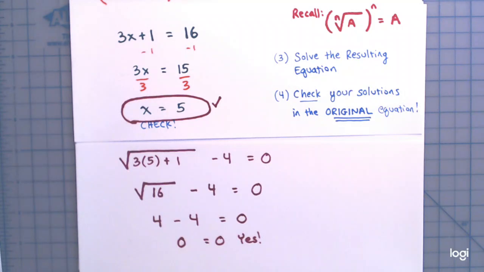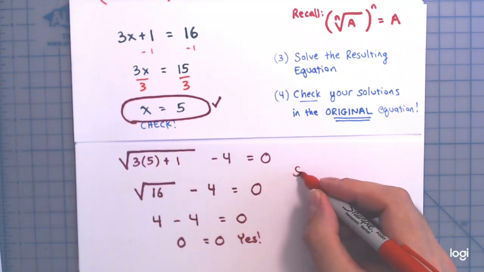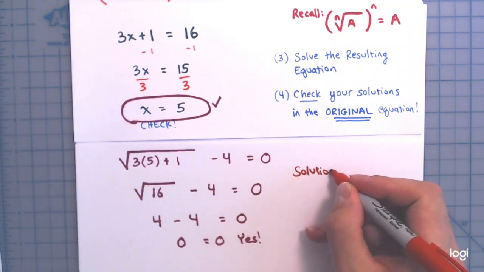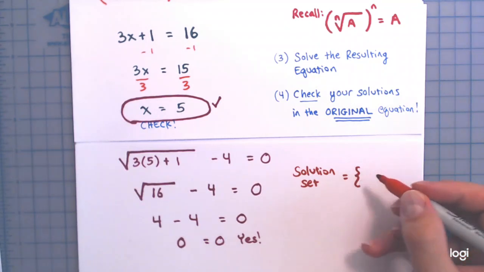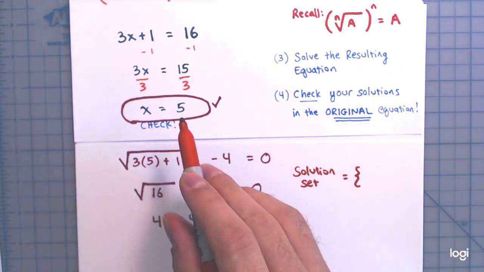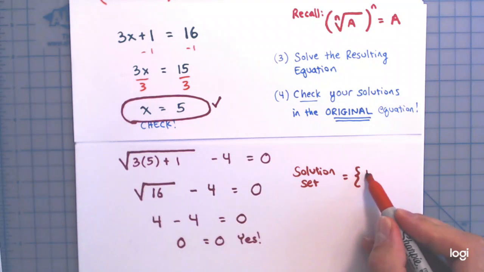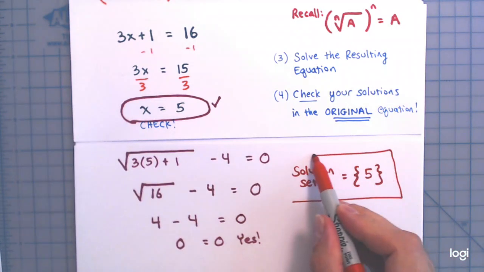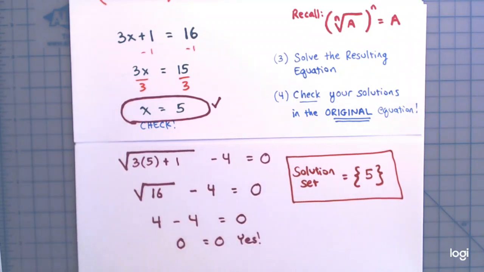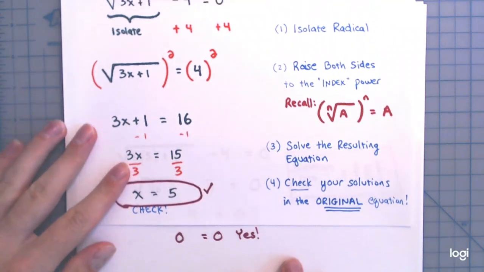Great. And you might see some texts where they write off to the side, the solution set to this equation is the set, little curly braces here, the set with the number 5 in it. The only solution to this equation is the real number 5. So you might see texts where they write the solutions like that, as a set of numbers that actually make the equation true.